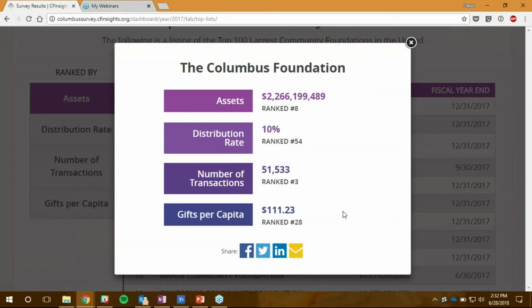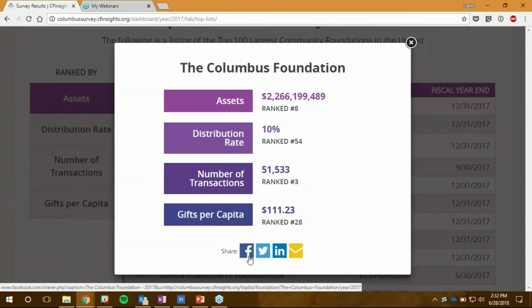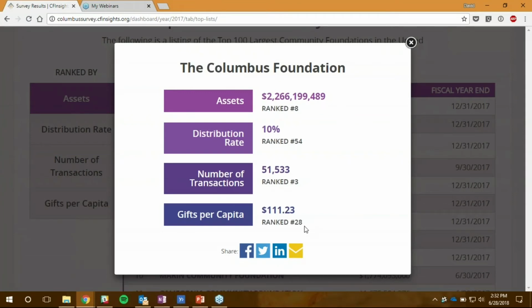Last year you were able to click a foundation name. You could see where they rank on the other lists. You can still see that, but now for folks who want to share this easily, you can do that on social media. You can do that on Facebook, on Twitter, on LinkedIn, or you can simply email this to folks. It's essentially a direct link to your ranking card, as I call it.